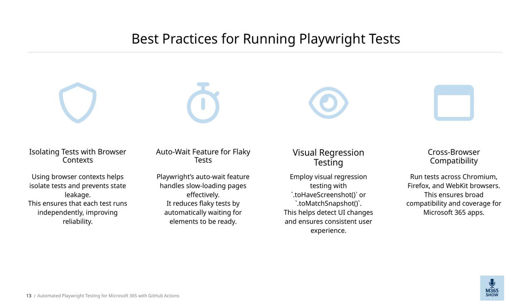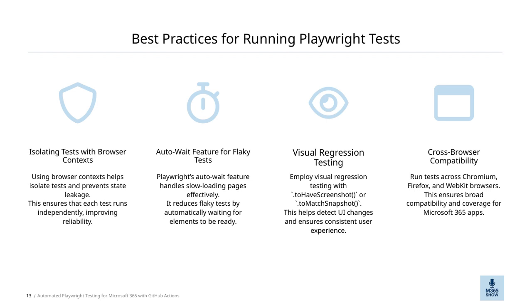First, cross-browser compatibility is crucial. I recommend running your tests across Chromium, Firefox, and WebKit browsers. This way, you ensure your Microsoft 365 apps work seamlessly across all major browsers, giving users a consistent experience regardless of their choice. Next, visual regression testing is a powerful technique. Using methods like toHaveScreenshot or toMatchSnapshot, you can catch any unintended UI changes. This helps maintain a consistent look and feel, which is vital for user satisfaction and trust.